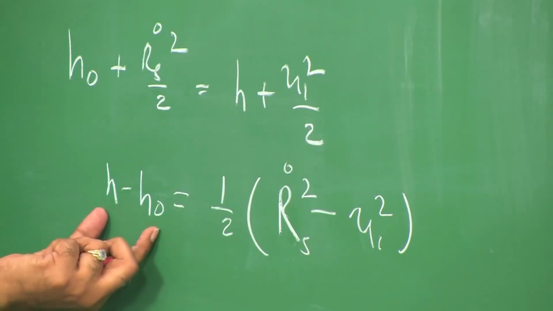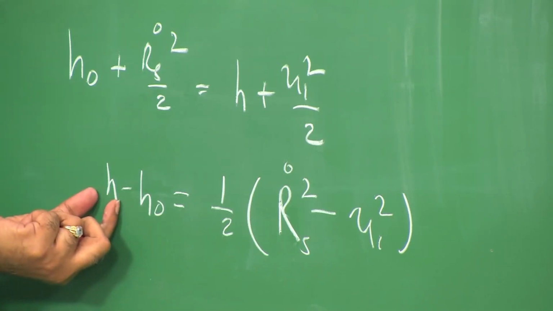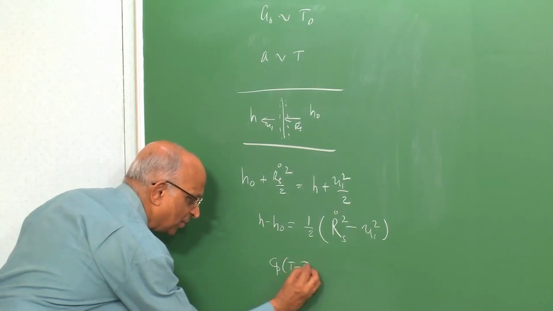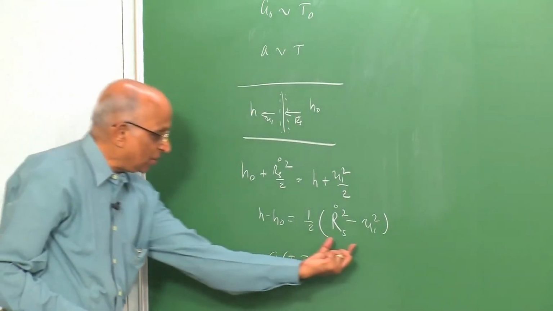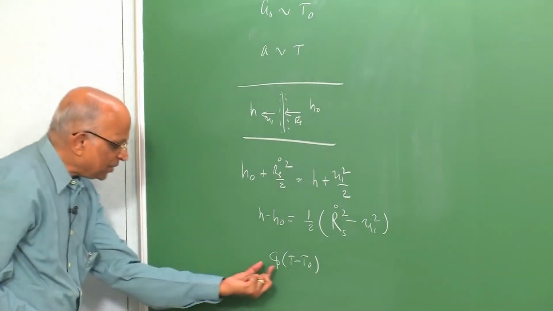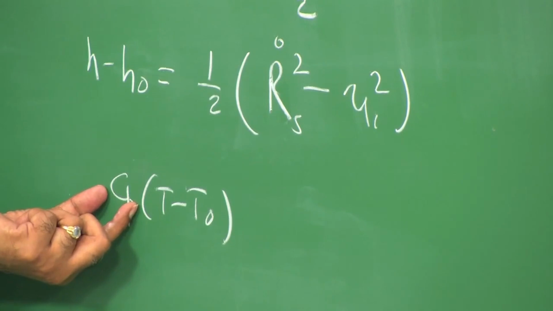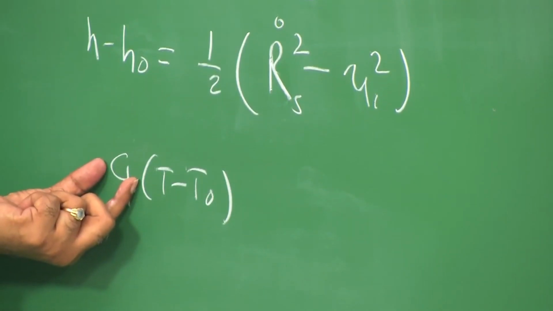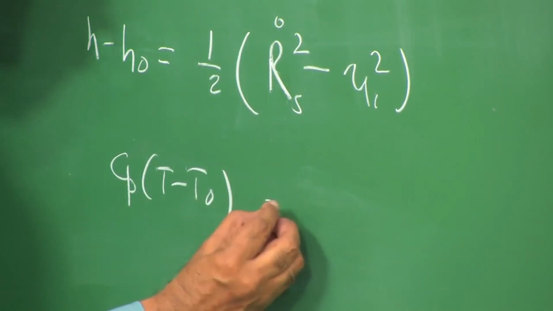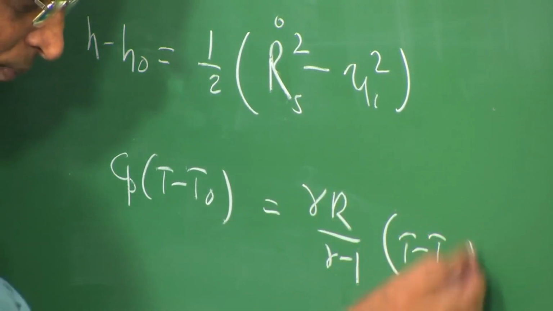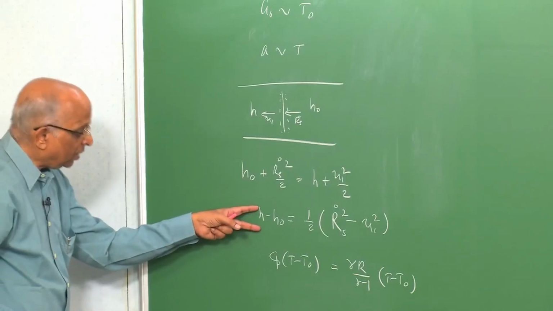And what is h minus h 0? Let us remember that we are doing this problem only for a perfect gas, because we said for a perfect gas dh by dT is equal to Cp, and therefore this becomes Cp into T minus T 0, the change in enthalpy, which is equal to the change in kinetic energy. And what is Cp? You will remember we said Cp minus Cv is the specific gas constant R. Therefore, Cp we got as equal to gamma R divided by gamma minus 1. Please recall this, gamma R divided by gamma minus 1 into T minus T 0.